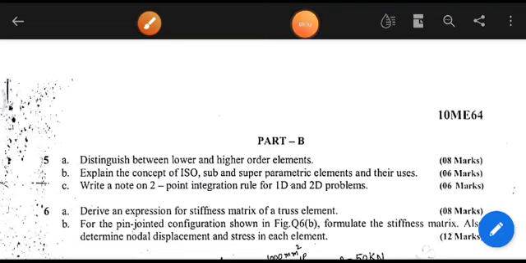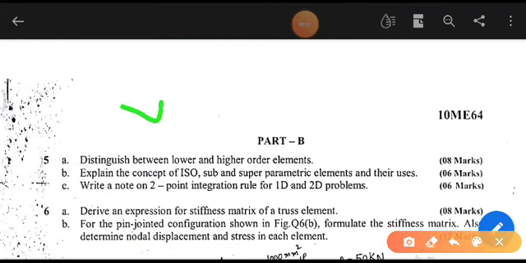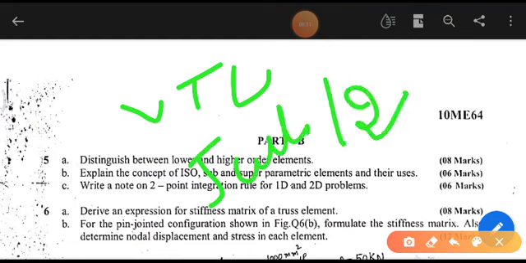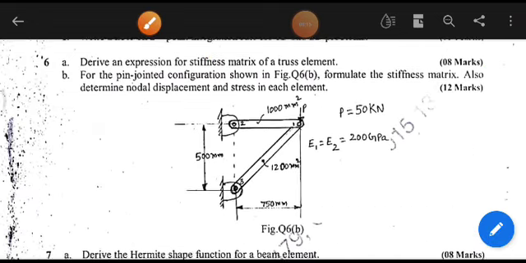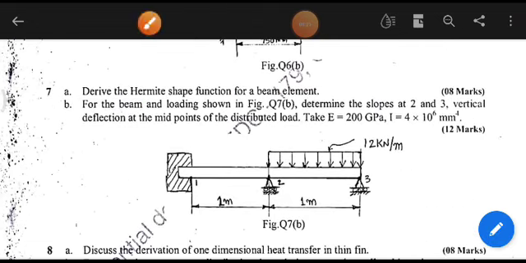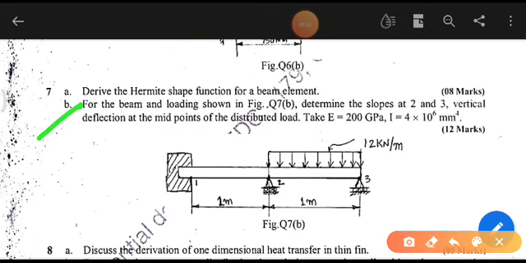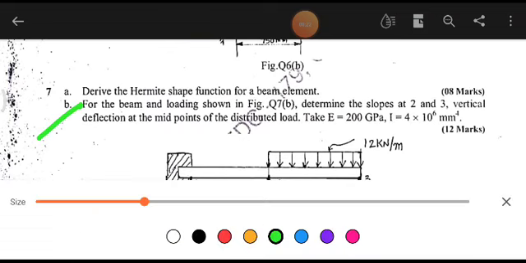My dear friends, today we will see the numericals on beams. This is the question paper from VTU FEM, June July 2015. In that we will see the problem on beams. If you see, it is the 7th B question.